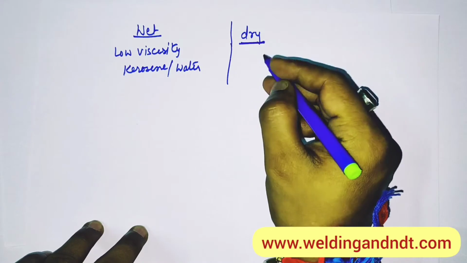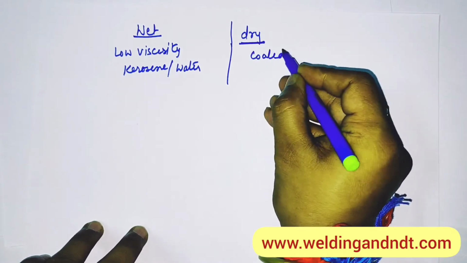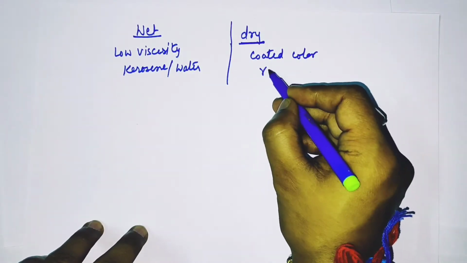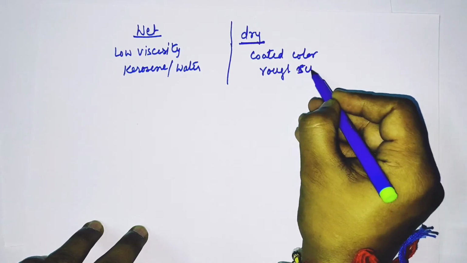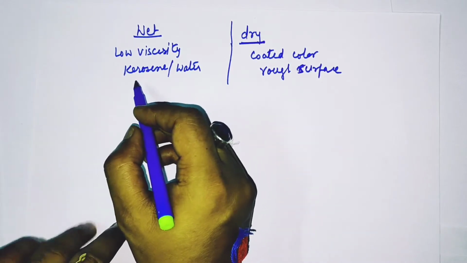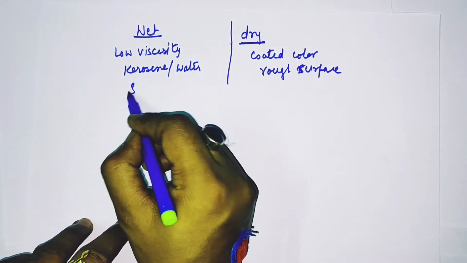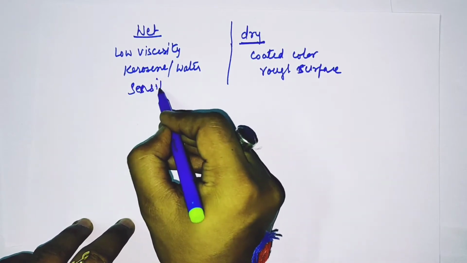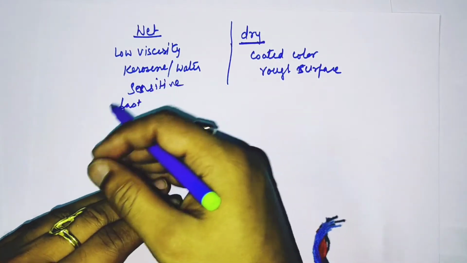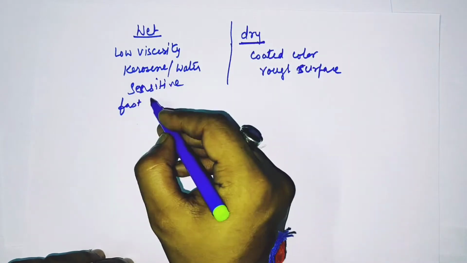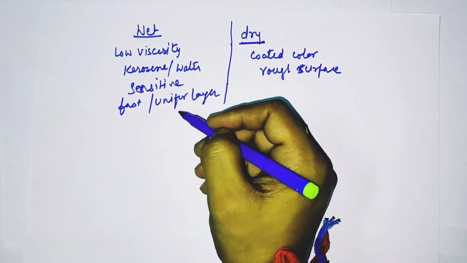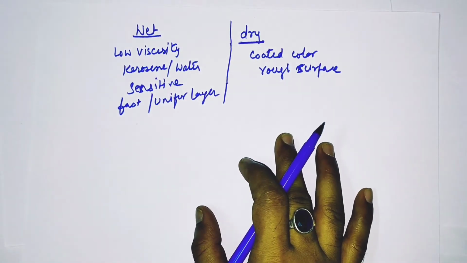Sometimes this powder is color coated for better visibility, and the dry powder technique is useful for rough surfaces. Whereas the wet suspension method is highly sensitive, meaning it is more sensitive than the dry powder technique, and it is also very fast. Since the particles are mixed in liquid and then spread, we get a uniform layer of particles. So there are some advantages and disadvantages of wet and dry particles.